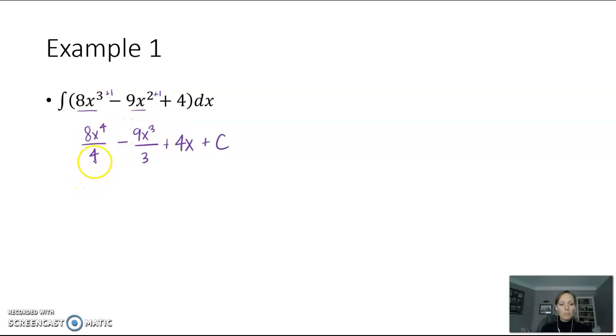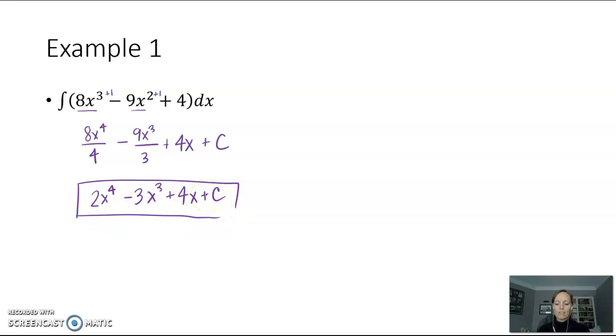From here, we would just simplify this. So 8 over 4 reduces to 2x to the fourth, 9 over 3 reduces to 3x to the third, and then we have plus 4x plus c. And that right there is the antiderivative of that function.